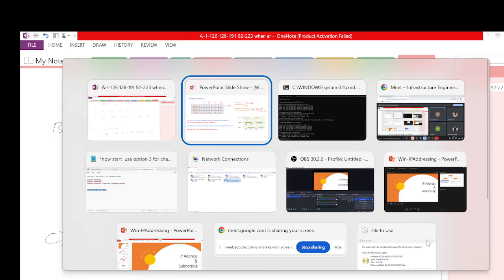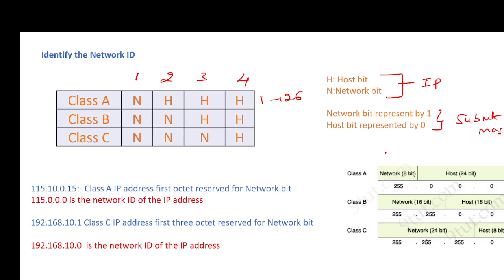Yes, sir. Okay, so that is what I have represented here. See, class A, 8 bits represented by network. You don't need to apply the formula there, you just have to put numbers. If you calculate 2 to the power of 1 to 2 to the power of 7 and sum up everything, it is 255.